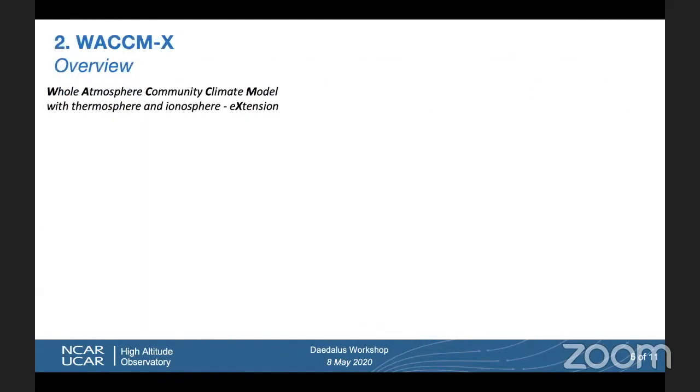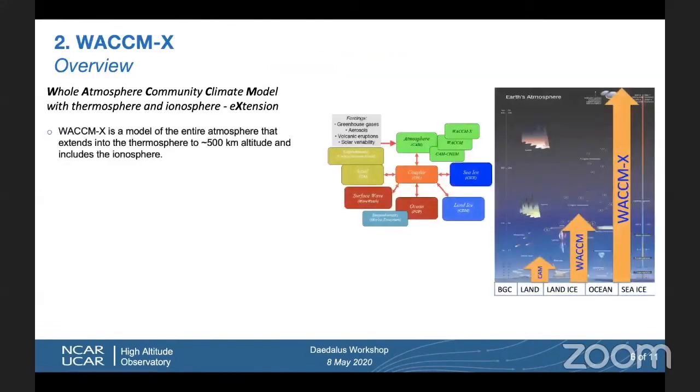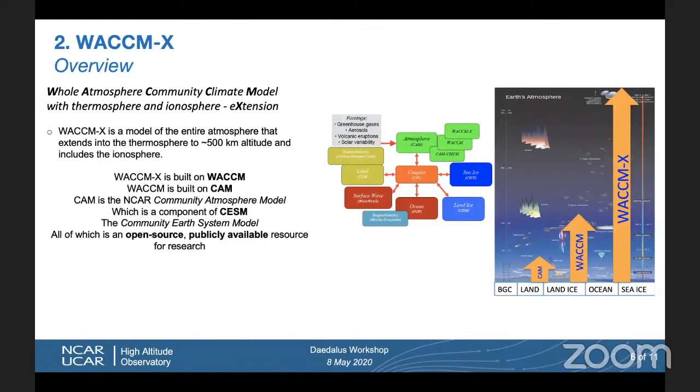One of the physics-based models for our community is the WACCM-X, developed for a couple of decades at the High Altitude Observatory at NCAR. It is a model that goes from the surface to the thermosphere, and it includes the ionosphere. The WACCM-X is, as I'm showing here, based on the WACCM model, which is in turn based on the NCAR CAM model, which is the Community Atmosphere Model, a component of the Community Earth System Model, or CESM, and it's coupled using a coupler. And what I'd like to point out is that it's an open source model that is publicly available and can be downloaded from the NCAR CESM webpage.